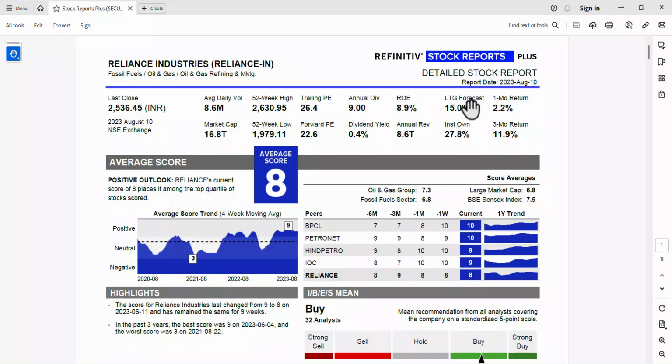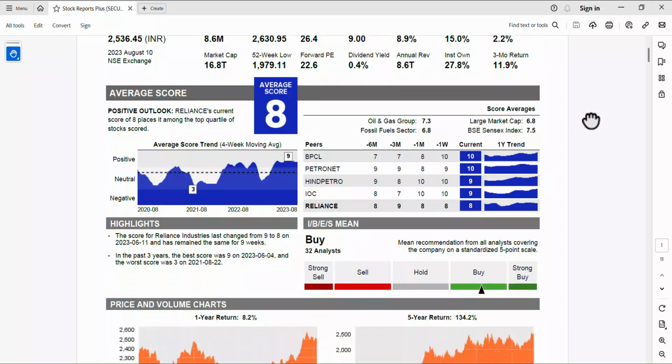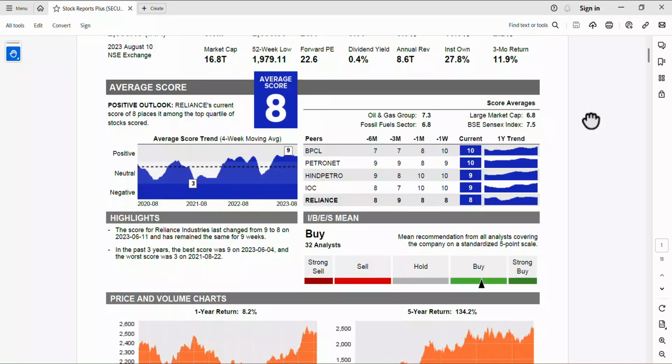If you invest your money and get 15% return per annum, this is according to this analyst. Before going any further, there is a rating here. There are 32 analysts tracking this share, like Morgan Stanley, ICICI Securities, BlackRock. Many companies are tracking Reliance's performance, looking at quarter over quarter how Reliance is doing its business. So according to them, they say buy.